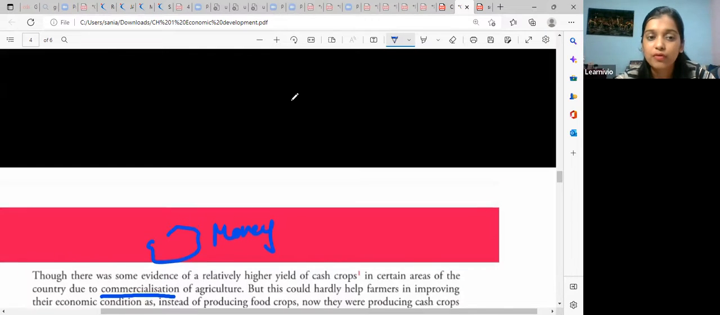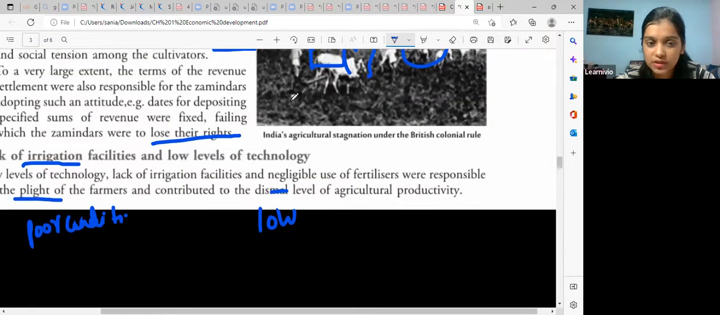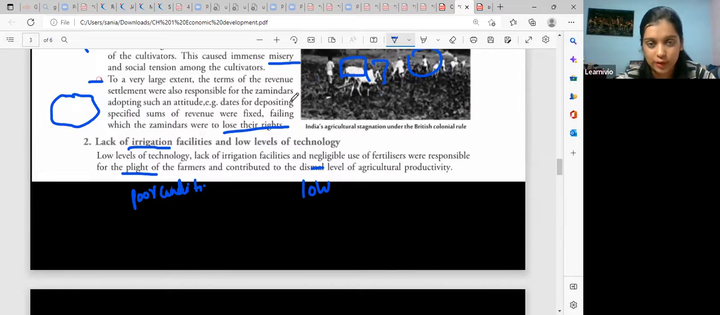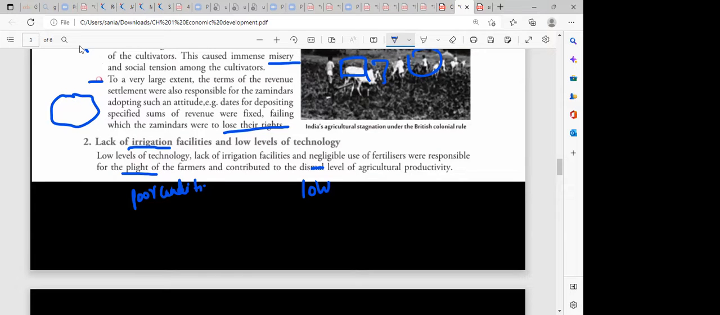First, just write this point, and then I'll explain the second one. The point is lack of irrigation facilities and low level of technology. So you'll write: low level of technology, lack of irrigation facilities, and negligible use of fertilizer were responsible for the poor condition of farmers and contributed to low level of agricultural productivity. Clear? Yes. Okay, write it down, then I'll explain the second one.